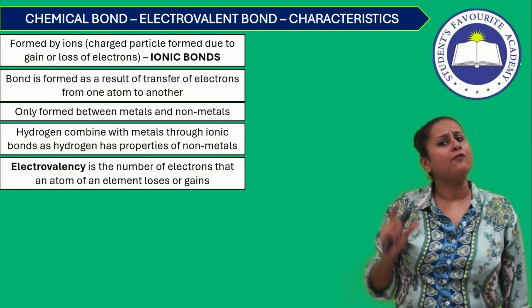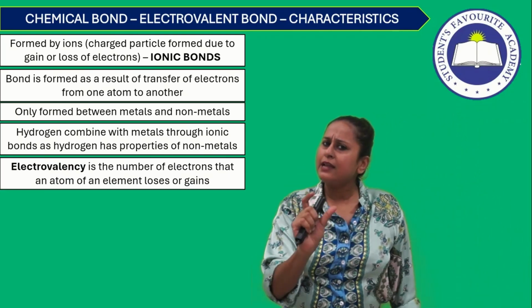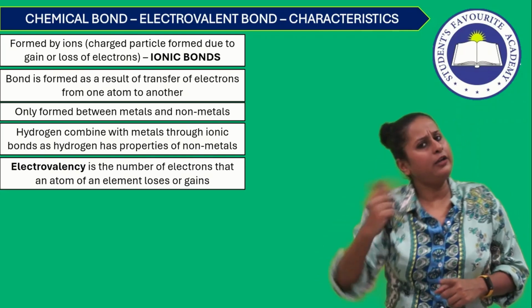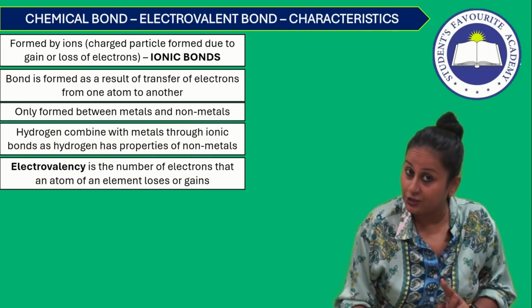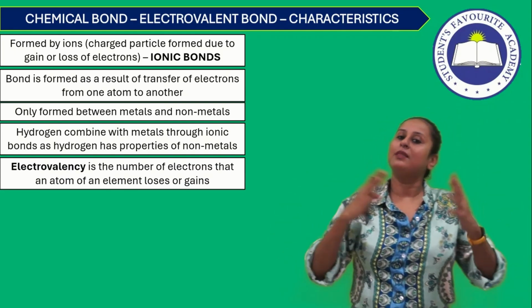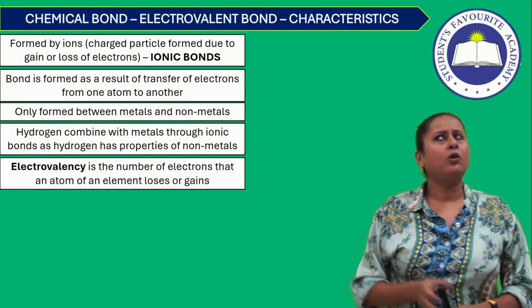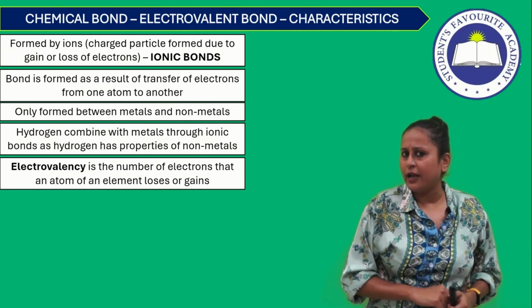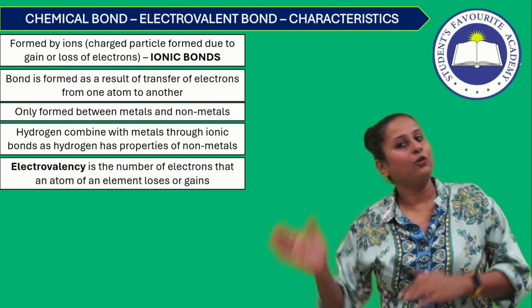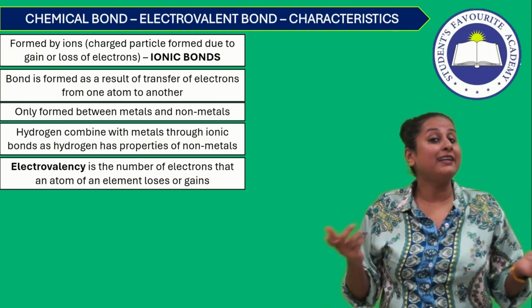What is electrovalency? Electrovalency is the number of electrons which has been given or taken, or which has been exchanged. The number of electrons which has been exchanged to form the ionic bond. So if we take the example of sodium chloride, how many electrons are exchanged? Sodium loses one electron, chlorine gains one electron. So what is the electrovalency?